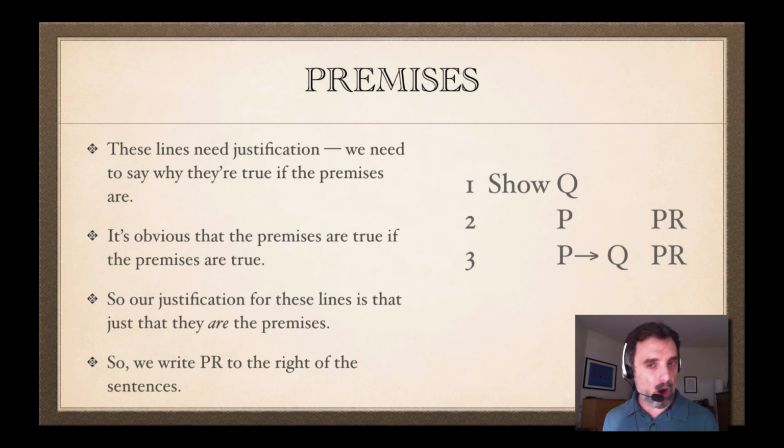So we have 3 columns. We have the number column, then we have the formula or the sentence column where we write show Q, and P, and if P then Q, and then we have the justification column. And there is no justification for show Q, so there the justification column is empty.